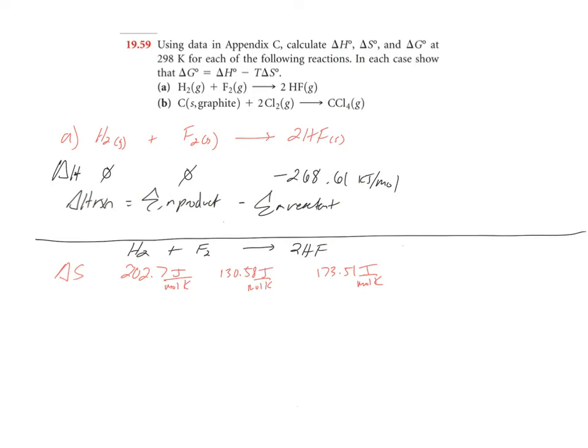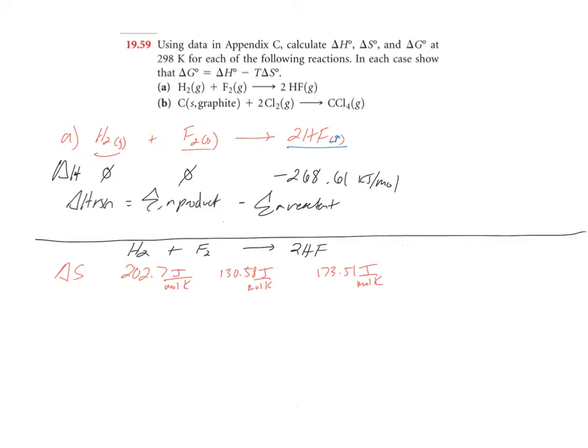59. Using data in Appendix C, calculate delta H, delta S, and delta G at 298 Kelvin for each of the following reactions. In each case, show that delta G equals delta H minus T delta S. So I'm only going to do A here. These problems are kind of long, so I think that's why I only told you to do A and B. So for A, you want to find delta H, delta S, and delta G all using the appendix. So using those summation equations. For example, here, H2 plus F2 going to 2HF. They're all gases. This should be a G, looks like an S.